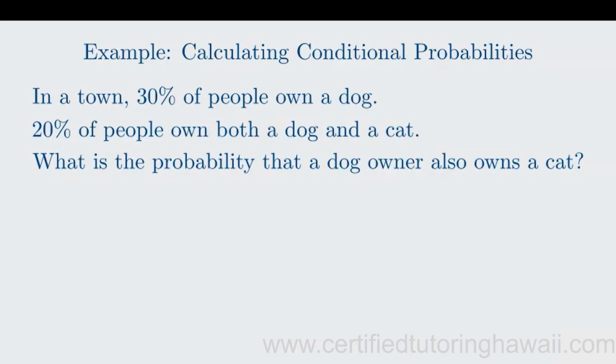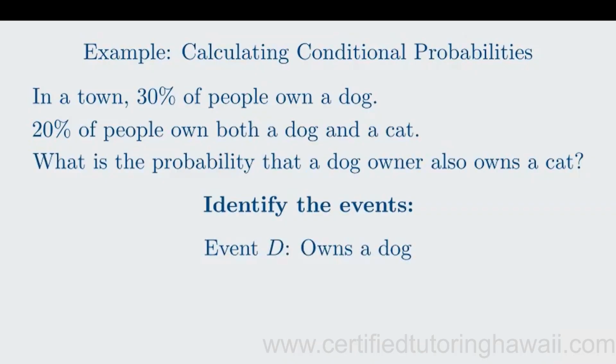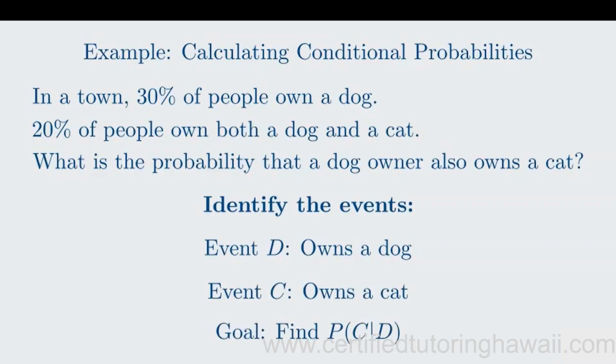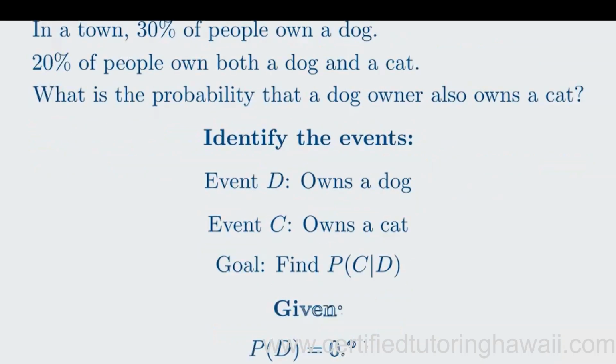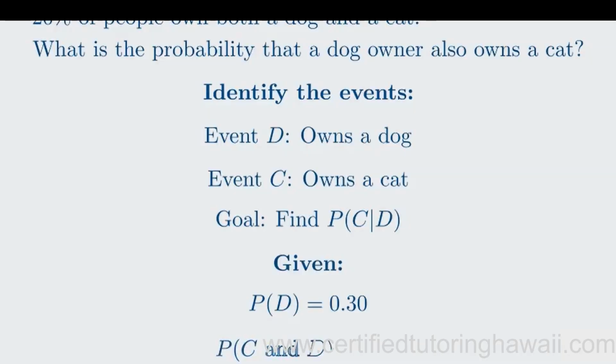This is asking for a conditional probability because we are restricting our focus only to people who already own a dog. First, let's identify the events. Let event D be owning a dog and event C be owning a cat. Our goal is to find the probability of C given D. We are given 2 pieces of information. First, the probability of owning a dog, P of D, is 0.30. Second, the probability of owning both, P of C and D, is 0.20.